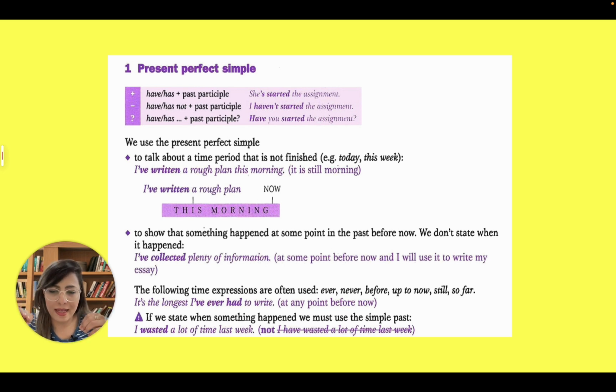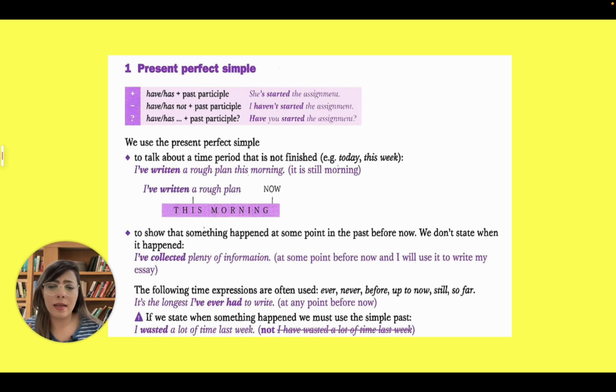But simple past, remember when we talked about simple past, we know the exact time. This is the difference between present perfect simple and past simple. For past simple, we know the exact time, but for present perfect simple, we don't know the exact time. We know that something happened in the past, but we don't know the exact time. For example, I've collected plenty of information at some point before now, and or for example, I've eaten sushi when we don't know.